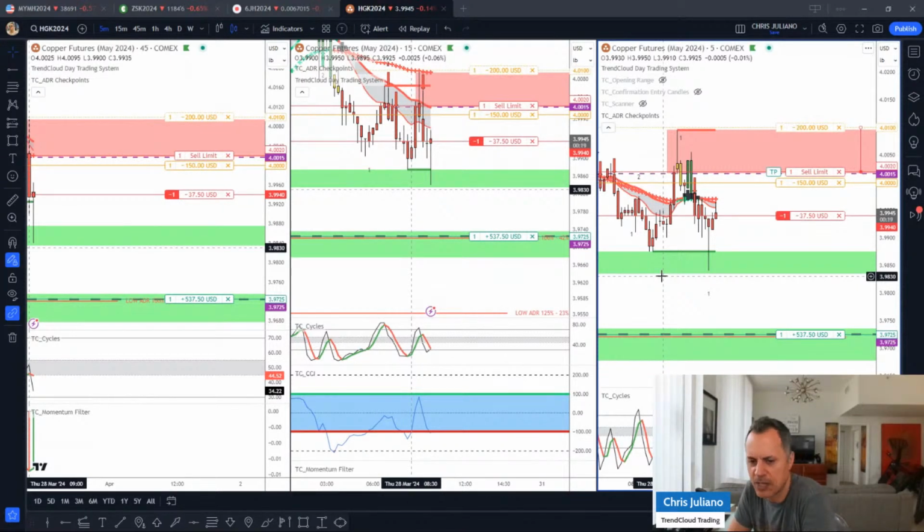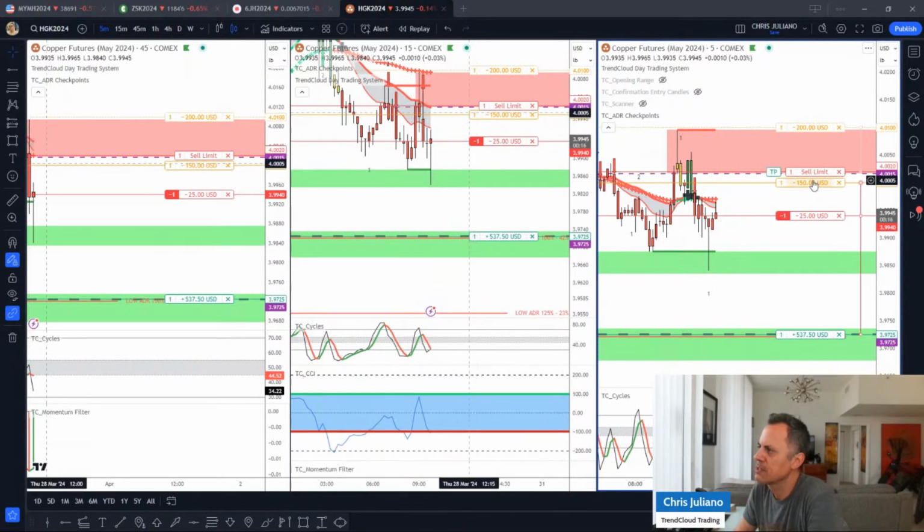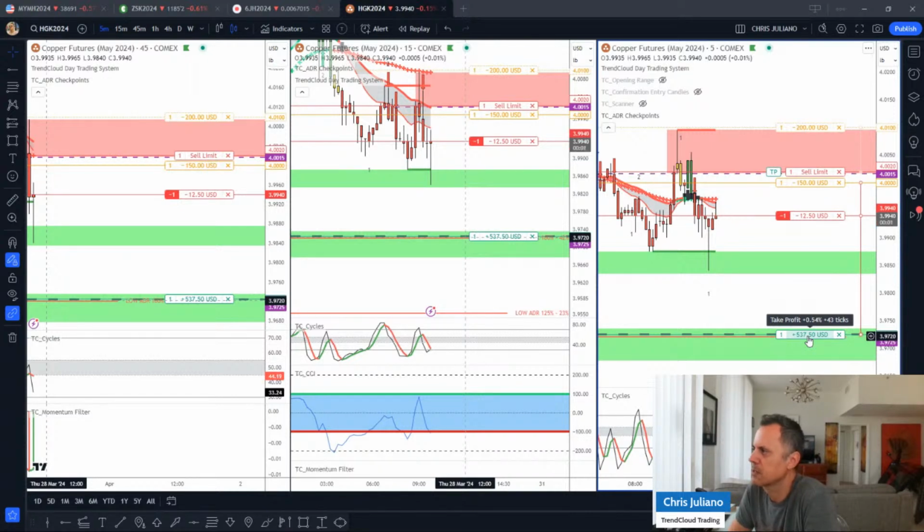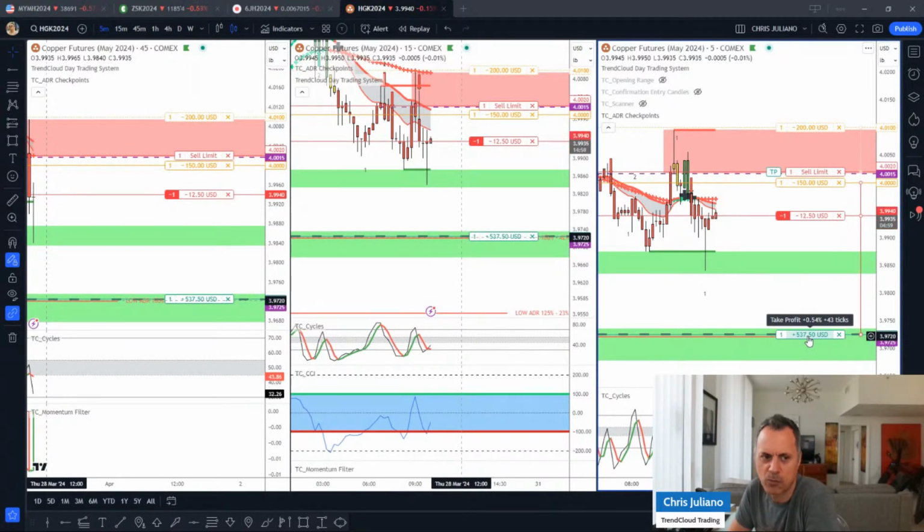And if it doesn't, it's okay, because we have the proper amount of risk set. We're under $200 risk, and we're set up for a $500 reward. $150 risk, $537 reward, with trend and momentum on our side across multiple time frames. That's how we play the game. That's how you use your TrendCloud. If it doesn't work, we're set up for the next one.